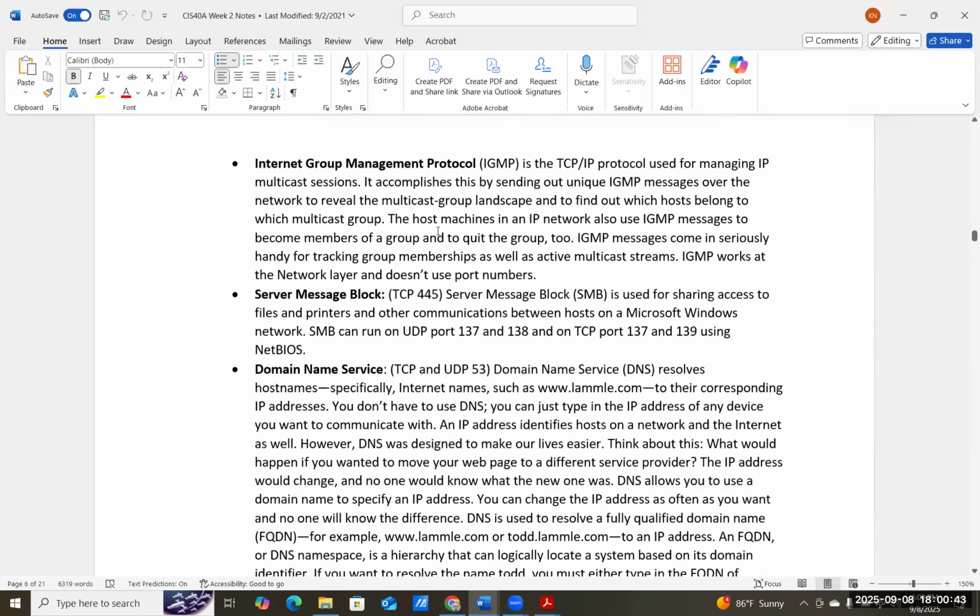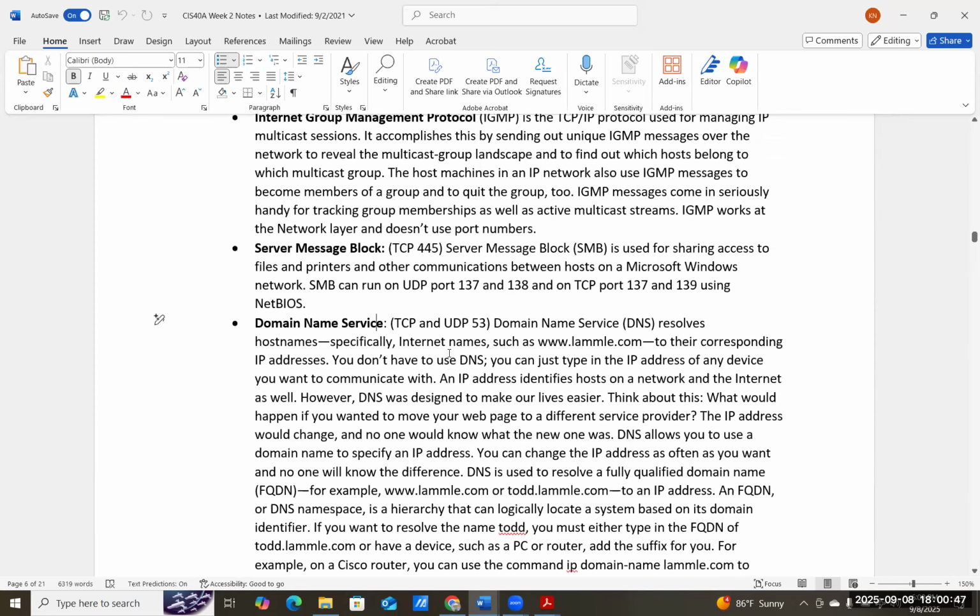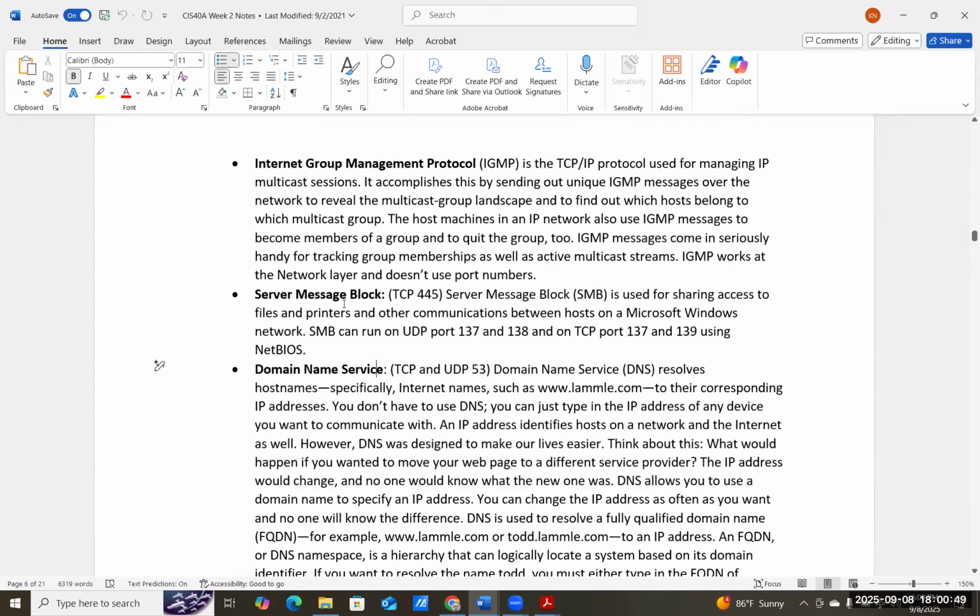Okay, so look through these. And then one more I want to mention before we move to the next topic, right? SMB, server message block, I think I talk about this in my CIS 27. It's mostly for sharing access to printers and files.